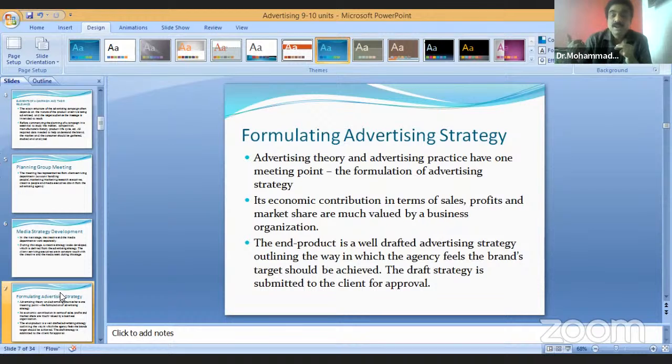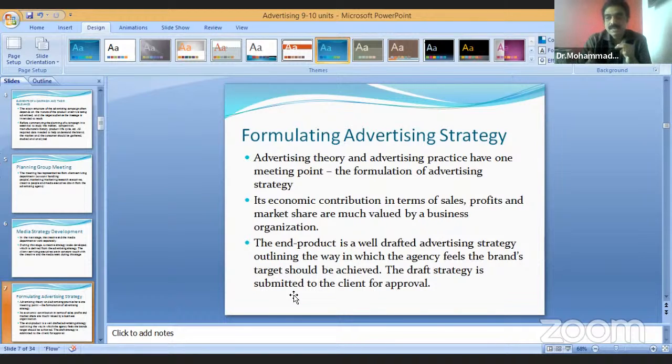So these are the aspects that a business organization anticipates from the advertising strategy. The end product is a well-drafted advertising strategy outlining the way in which the agency feels the brand's target should be achieved. The draft strategy is submitted to the client for approval. Client means the person who has approached the ad agency or the consultancy.